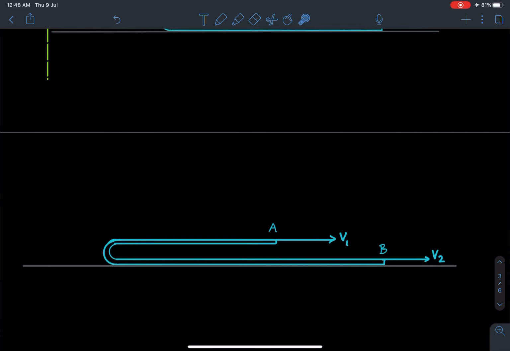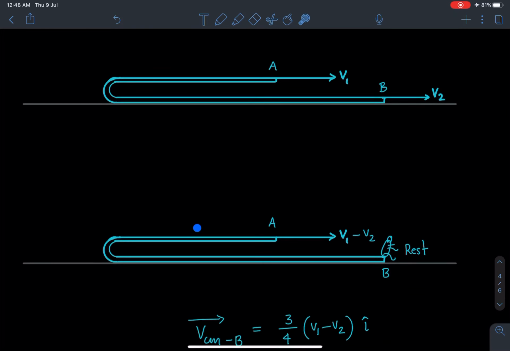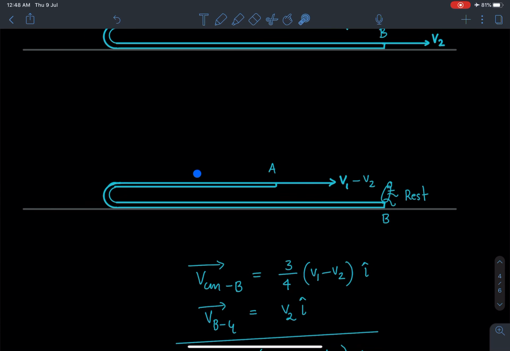Let's move to the modified problem here. When these 2 ends are moving with v1 and v2, the best method which I could think of is, if you observe the motion of point A with respect to B, that is, in the frame of reference of B, then I will write the velocity of end A as v1 minus v2, which becomes similar to the previous problem. So the answer is going to be 3 by 4 (v1 minus v2), in the I cap direction. I'm borrowing the previous result so that I can save some time.